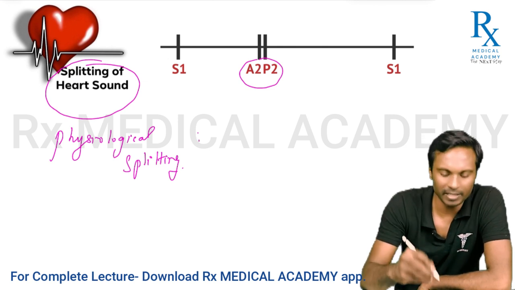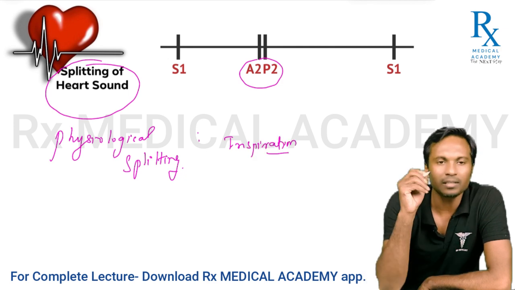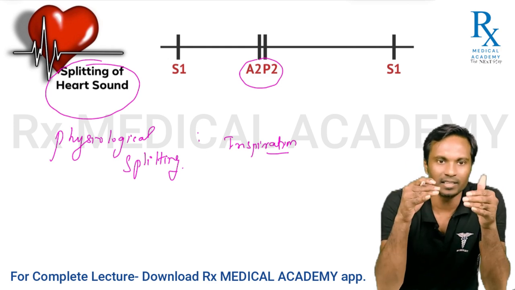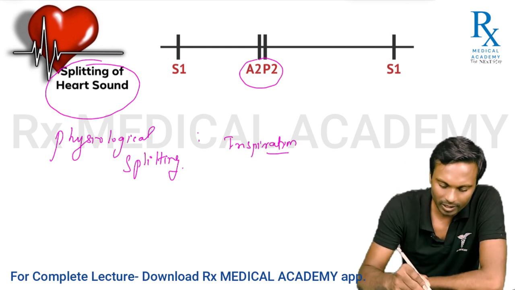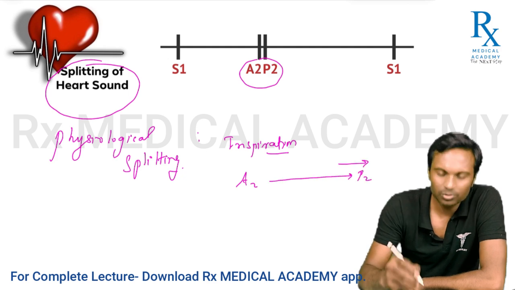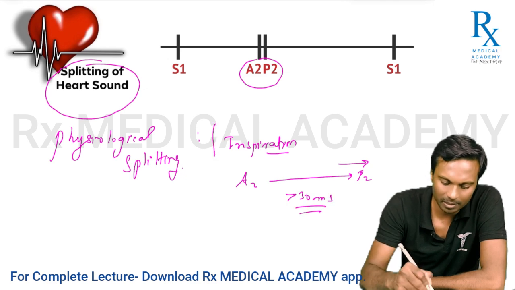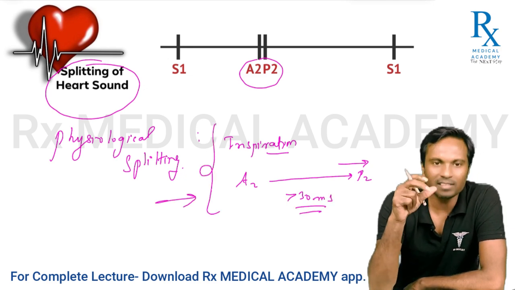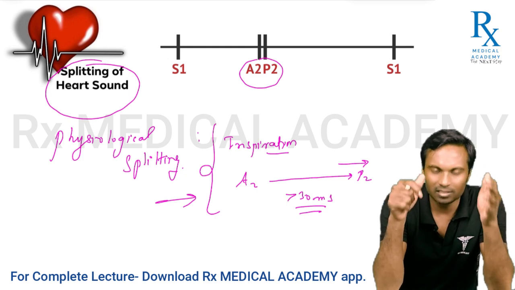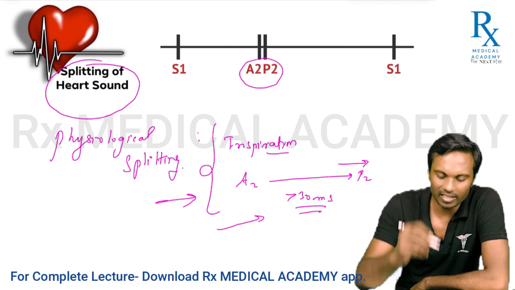Okay, physiological splitting has to be appreciated during inspiration, because in inspiration venous return increases, so P2 closure is delayed in the same proportion, right? So A2 remains at its place whereas P2 shifts a little later. So there is a splitting. This gap is more than 30 milliseconds and can be appreciated easily, whereas splitting cannot be appreciated during expiration because this time gap is hardly 30 milliseconds or less. Okay, so this is very simple.